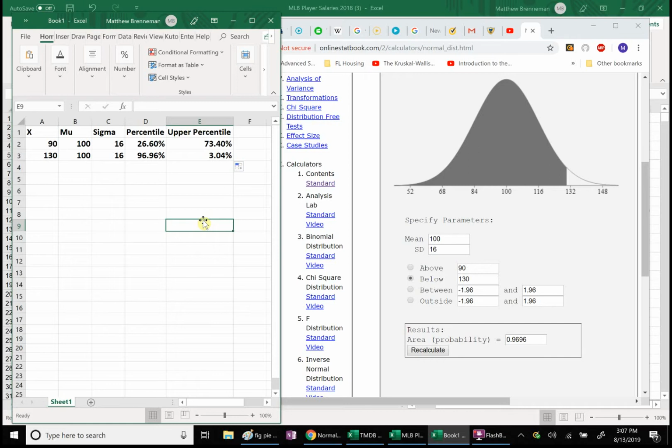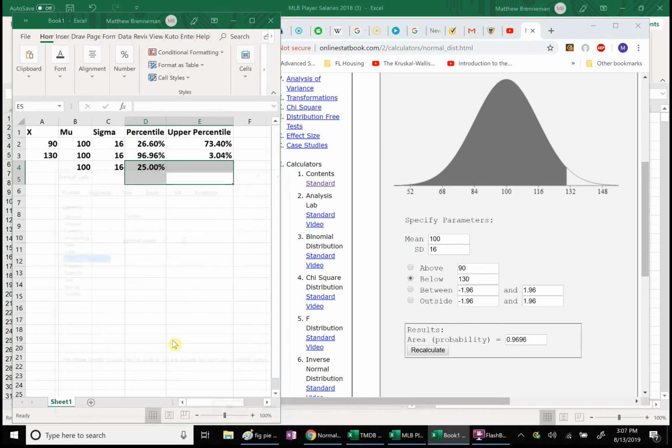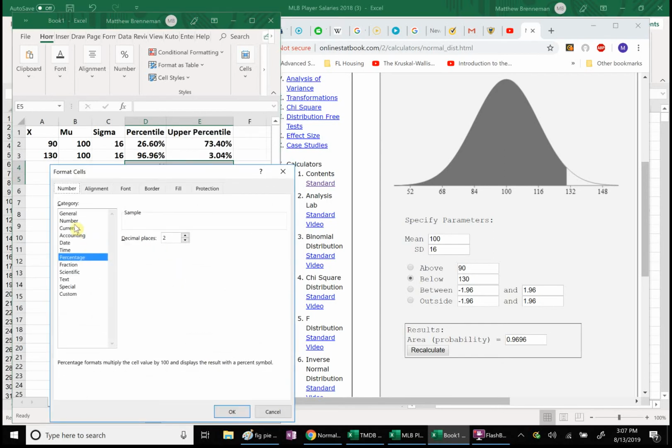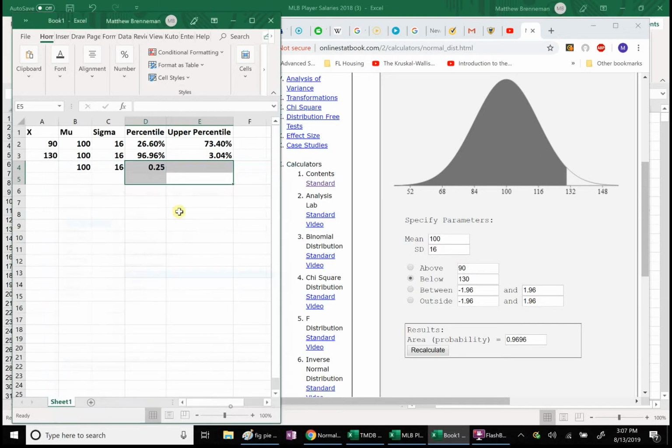Very often we want to go the other way. We want to know, if we're given a percentile, what value corresponds to that? So let's use the problem in the book. We wanted to find out what the IQ was for a person in the 25th percentile. So I have to enter 0.25. I have to be a little careful here, and actually I have to reformat these values. When you enter a percentile in Excel, it has to be in decimal form.